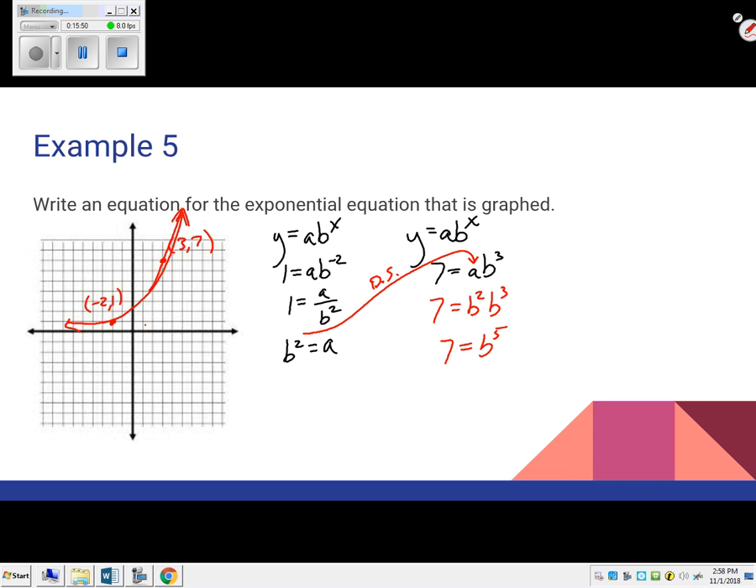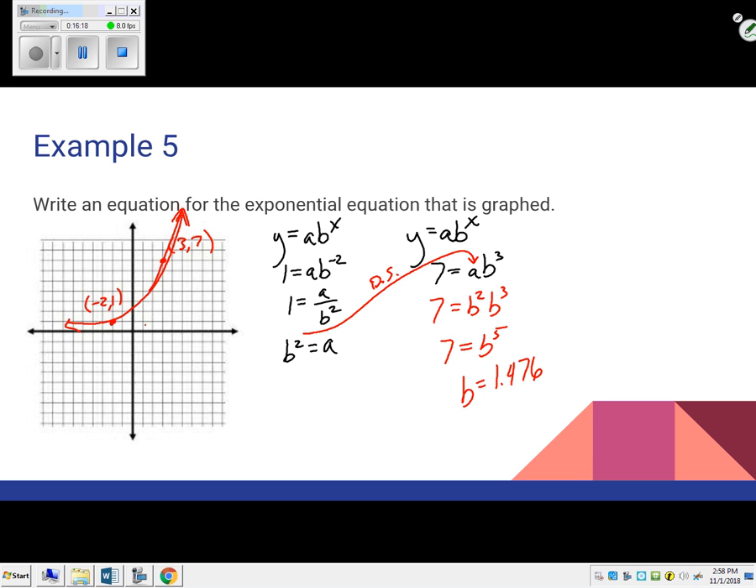I'll have to do that real quick. The 5th root of 7. I got 1.476 on that growth factor.